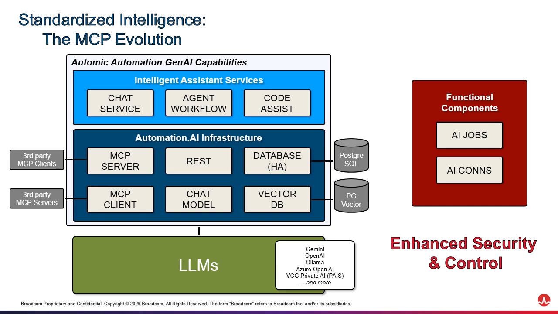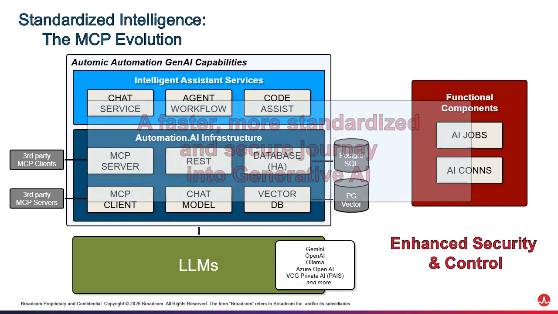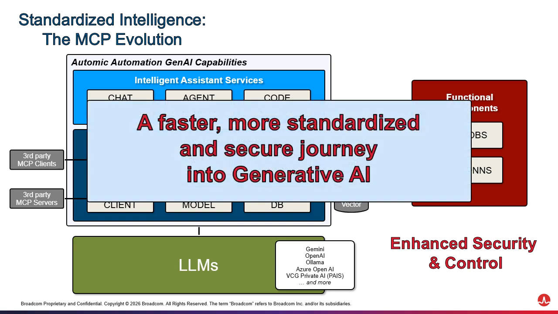Version 26 provides more flexibility than ever. Whether you are connecting to custom models on premises or using Broadcom's Gemini model in the Automic SaaS environment, MCP ensures a seamless plug-and-play experience across different AI backends. Bottom line, by building Model Context Protocol into Automation AI, we're making your journey into generative AI faster, more standardized, and more secure.